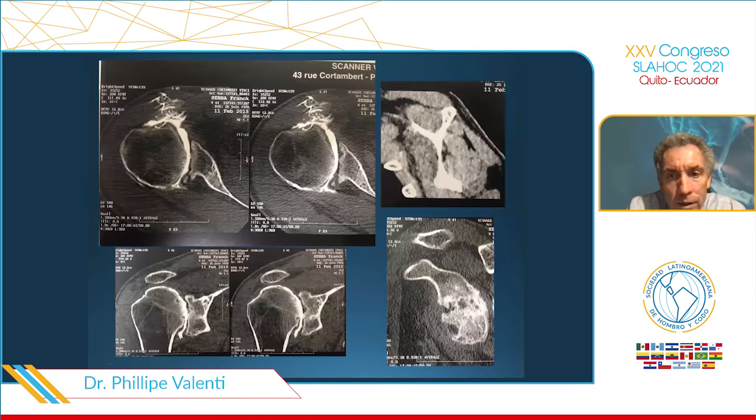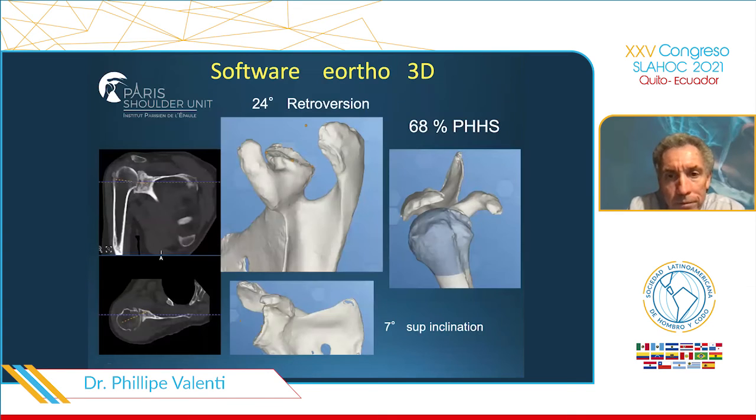So this is a CT scan, and you see that there is a posterior subluxation, posterior erosion, glenoid maybe B3 or B2, and no cartilage. And the cuff is functional.